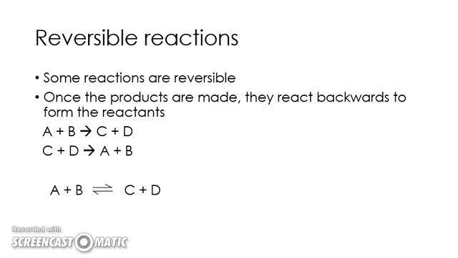And in this case, once the products are made, they then react backwards to form the reactants. So before we had A plus B reacting to give C plus D, once C plus D had formed in a reversible reaction, they would then react together to reform A plus B. And we use this funny reversible arrow here to show that's the case. So you've got an arrow going forwards and an arrow going backwards at the same time. So A plus B, and then a reversible arrow goes to C plus D. And that shows you that the forward reaction from A plus B to give C plus D is going on at the same time as C plus D is reacting to give A plus B.